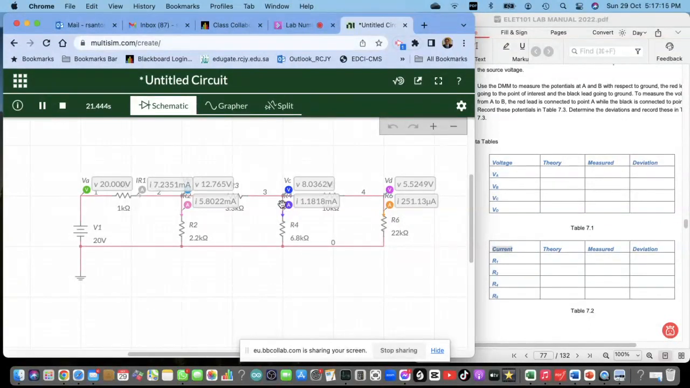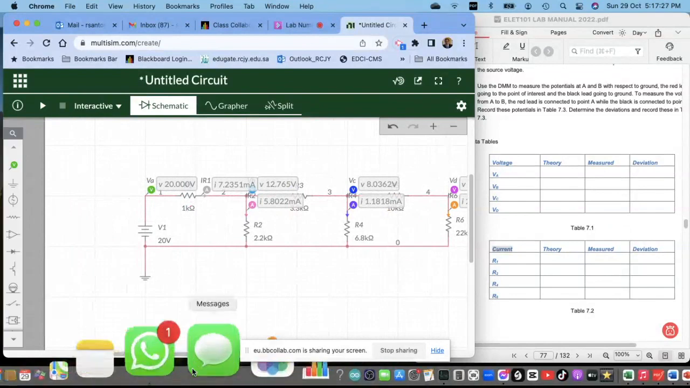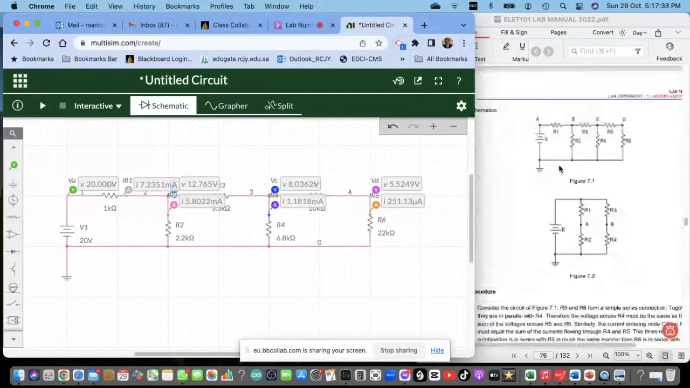Hello. Okay, so that you can watch it and review it. All right, so that's for the figure. We are done with figure 7.1, and that's table 7.1, 7.2. That completes these two tables for this circuit.